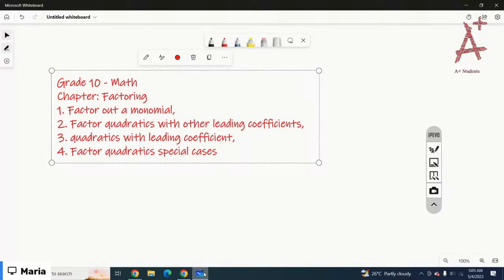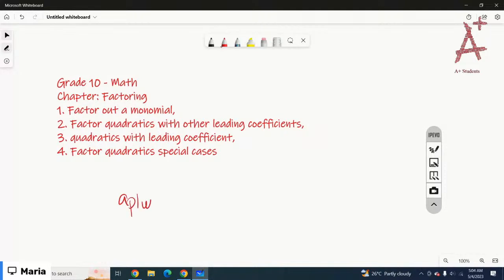So we're going to start with grade 10 maths. You can find all the lessons on aplusstudents.com. You have to log in there using your email address and password as provided by the administrator. Then you have to select math from the subject tab. Scroll down to grade 10 and then click on view all lessons. There you can find a list of the chapters.